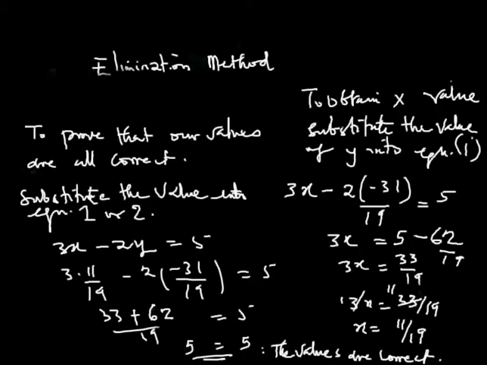Now there are also kinds of equations that cannot be solved this way. Take for instance, you have equations like 2x minus 3y is equals to 4, and you have 4x is equals to 6y plus 5. Equation 1, equation 2.